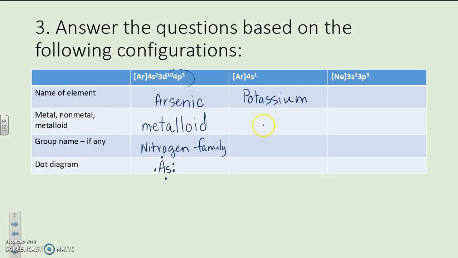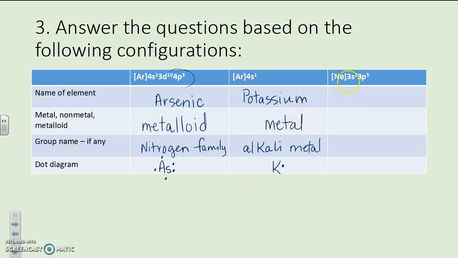It is in group 1, which is the alkali metals, which means that it has to be a metal. If you get that wrong, ooh, I feel bad for you. All right, potassium is in group 1. It has 1 valence electron, and so its dot diagram would be K with 1 dot.